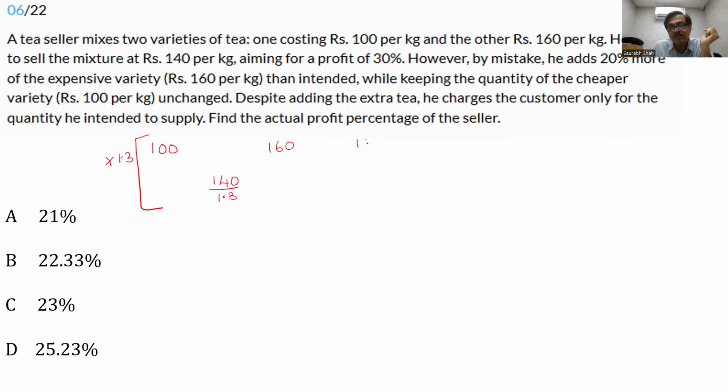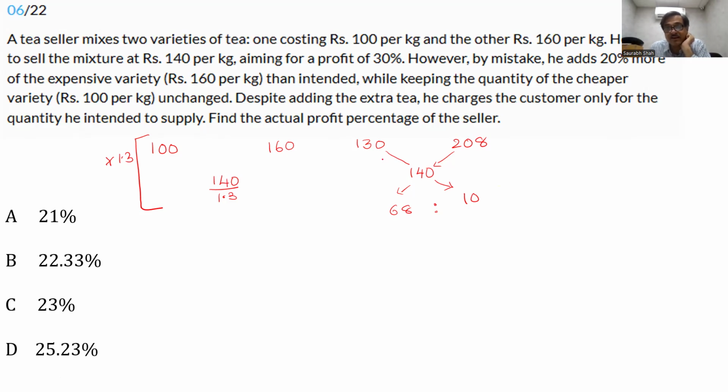1.3 into 100 gives me 130. 1.3 into 160 is 13 into 16, 208. And obviously this becomes 140 now. See how easy the calculations are. This becomes 10 and this becomes 68. The alligation cross quickly tells us that the trader is supposed to mix in the ratio 68 is to 10. This can be simplified to 34 is to 5. But wait, 10 is already a good number for that 20%. So keep it as 68 and 10.